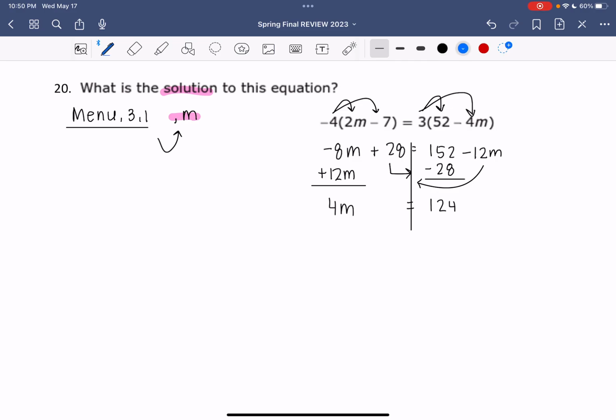Well, again, m is not by itself. So I've got to divide by 4 because 4 and m are multiplying. In order to undo that, I have to do the opposite, which is division. And 124 divided by 4 is 31.